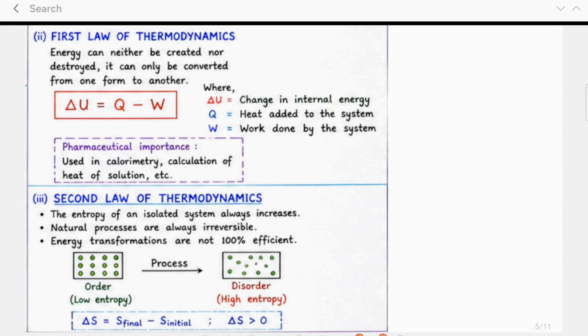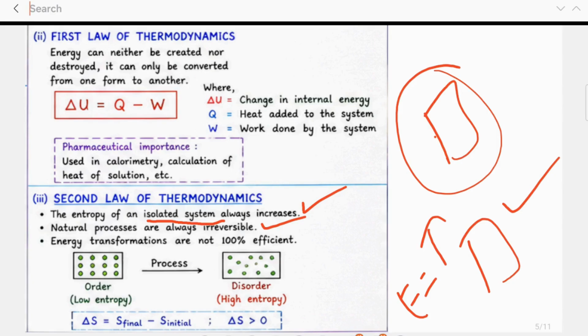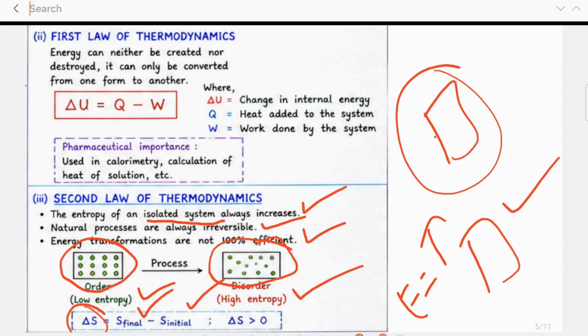Now, the second law of thermodynamics says the entropy of an isolated system always increases. That is, in a system which is isolated, which is not bound, the entropy always increases. Then natural processes are always irreversible, and energy transformations are not 100% efficient. Here it is in a proper order, that is low entropy. Here the molecules are arranged randomly, so we can see high entropy. So delta S is equal to S final minus S initial, and delta S is more than 0.